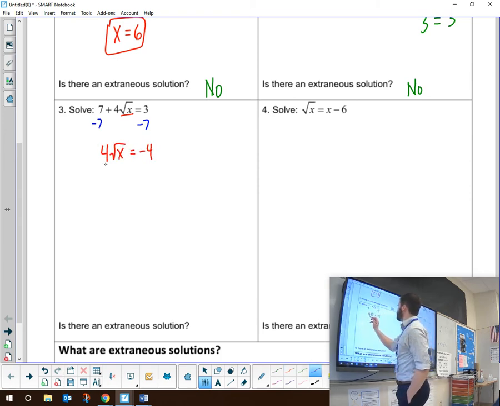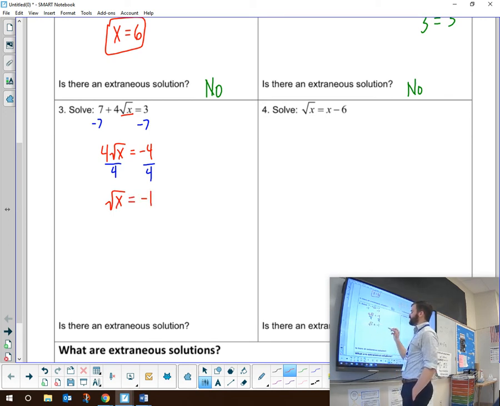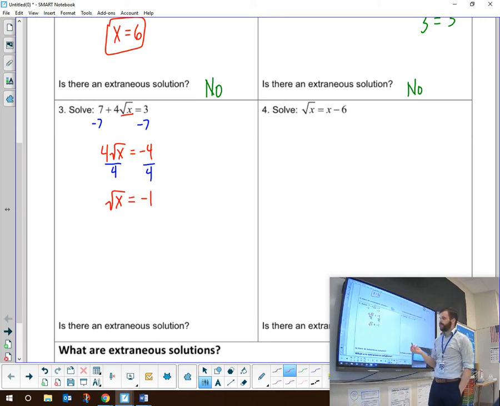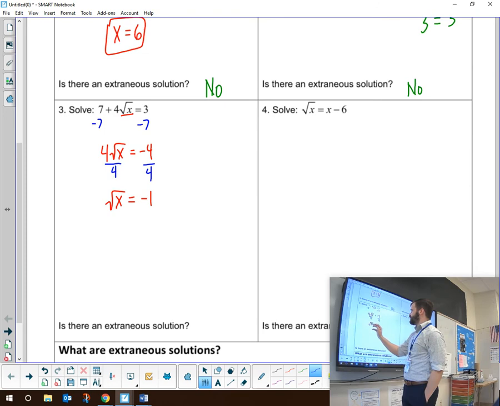I'm going to divide this side by 4, divide this side by 4, and I'm going to get the square root of x equals negative 4 divided by 4 is negative 1. Okay, then we need to get rid of this square root. To get rid of that square root, we're going to square. We're going to raise to the power of the index, so we're going to raise to the power of 2.